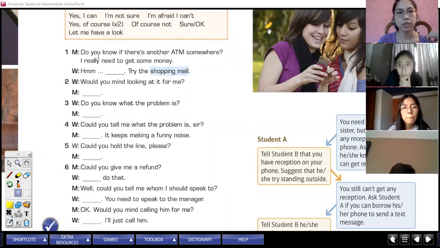Can you read it? Wait, teacher, es que no alcanzo a ver. Oh, sorry. You just need to read number 1.